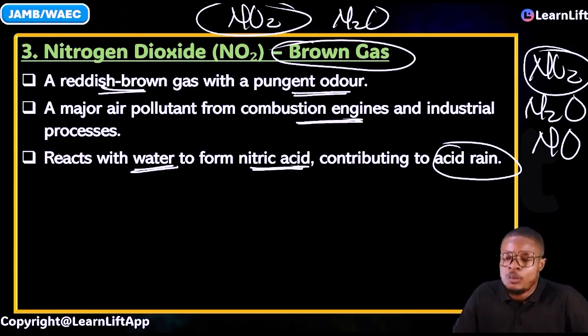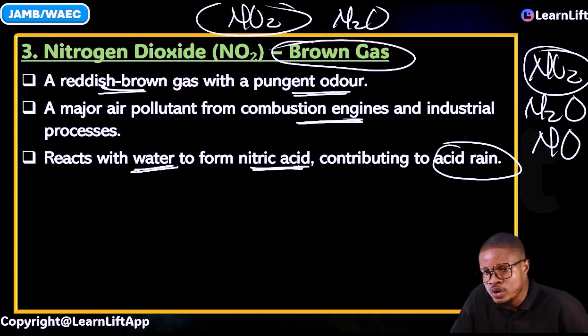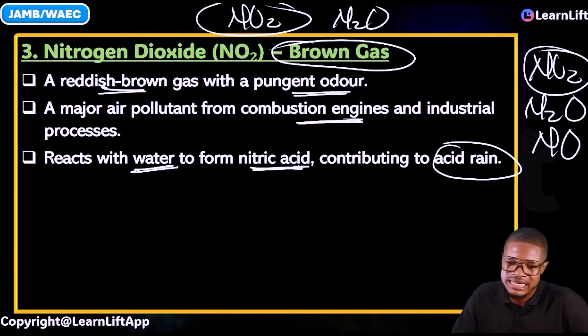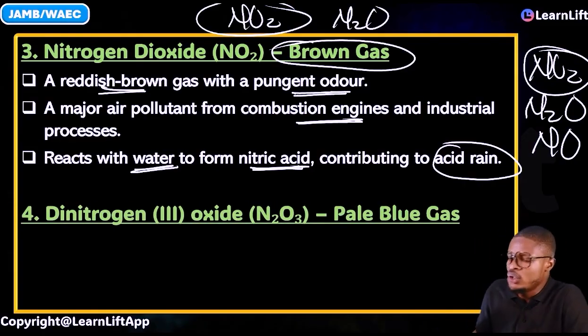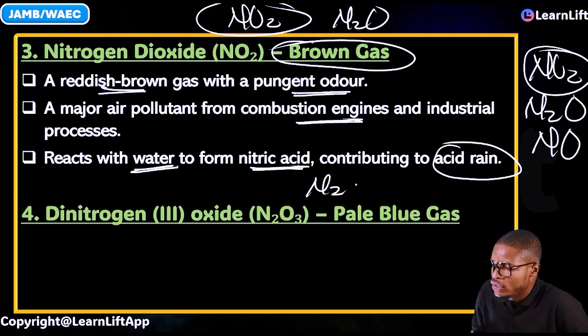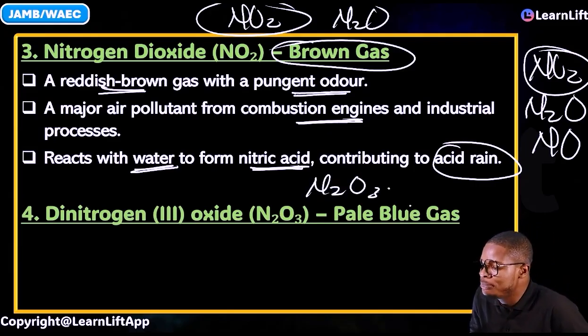Your acid rain. Which one is your laughing gas? N2O is your laughing gas. It is also used as what? Anesthesia. Another one very quickly is your dinitrogen trioxide. What is your dinitrogen trioxide? It is your N2O3. It is a pale blue gas.